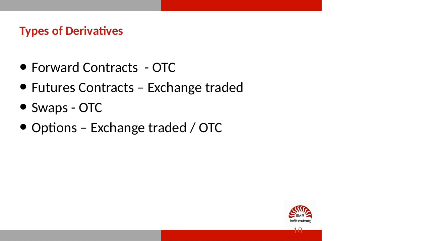Options, on the other hand, can be traded both on exchanges or on an OTC basis. Swaps, we'll talk about that right at the end. Swaps are nothing but essentially a series of forward contracts, non-overlapping adjacent forward contracts, and hence they are also OTC contracts by definition.